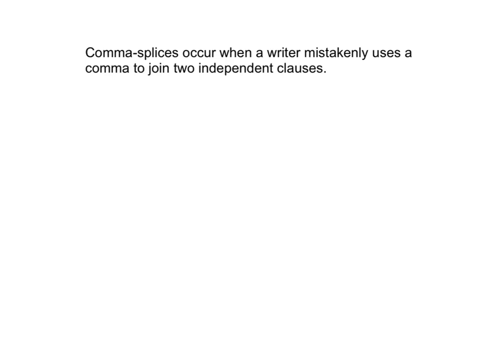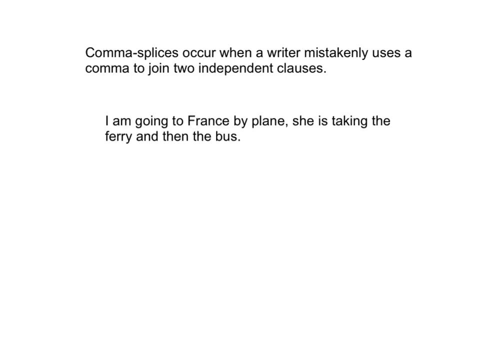Now that we've reminded ourselves of the differences between independent and dependent clauses, let's return to comma splices. Take a look at this example. I am going to France by plane, she is taking the ferry, and then the bus. Now what you have here are two independent clauses. I am going to France by plane, she is taking the ferry and then the bus. Each of these could stand on its own as a sentence. The problem here occurs with the punctuation. A comma is never strong enough to separate two independent clauses.